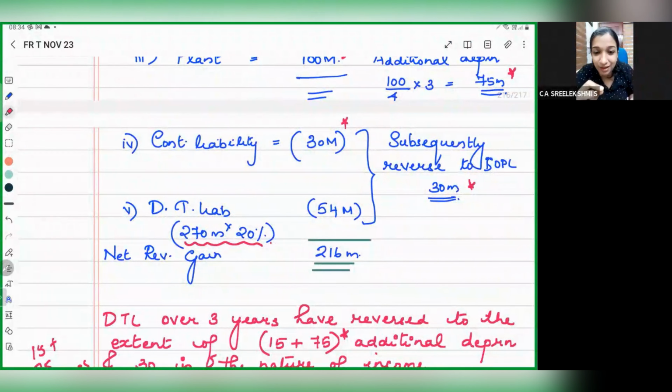Deferred tax liability reversal means the entry would have been DTL to P&L. In the final balance sheet, deferred tax liability should appear at 54 minus 12, 42 million. Are you understanding this? If there is a doubt, please ask. Clear. Very good. Thank you. So this part is very important.